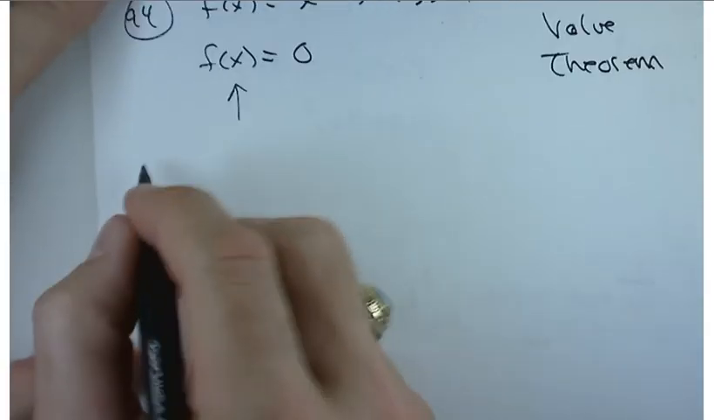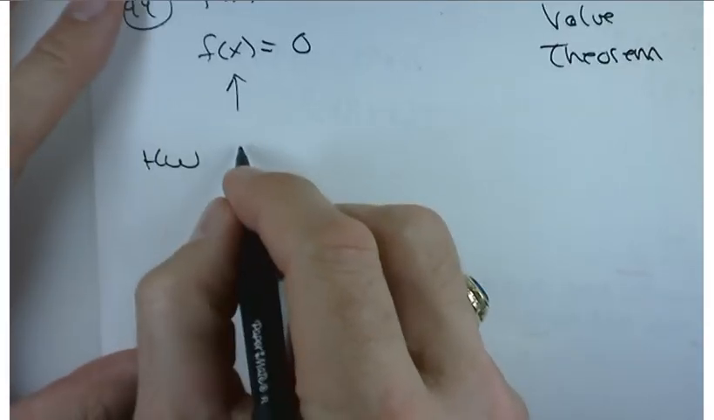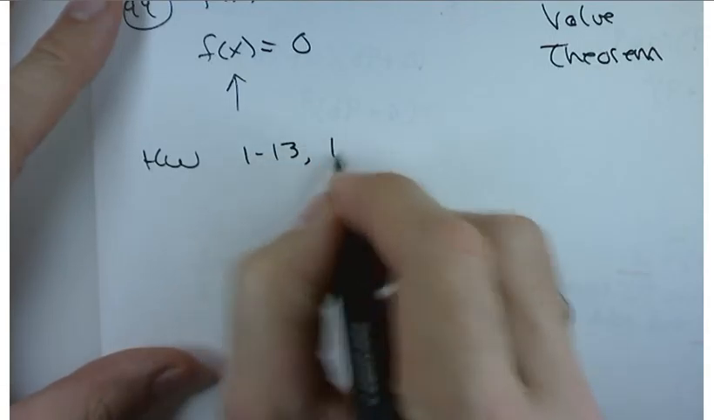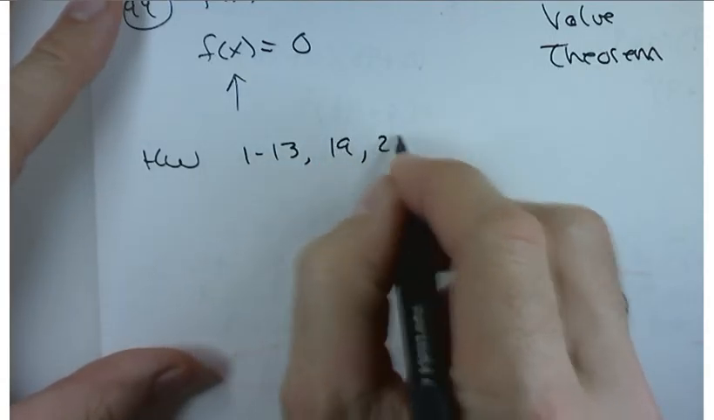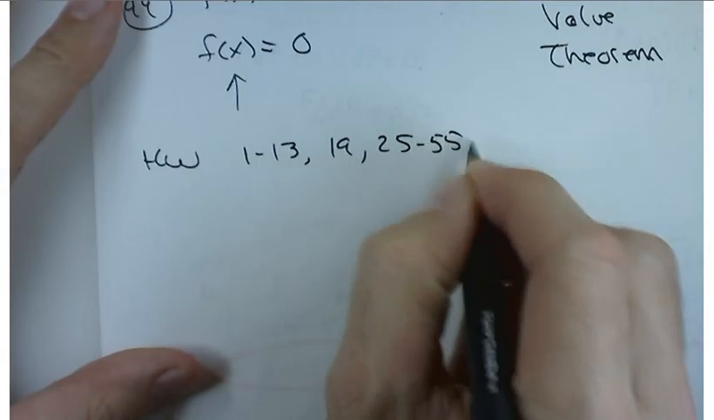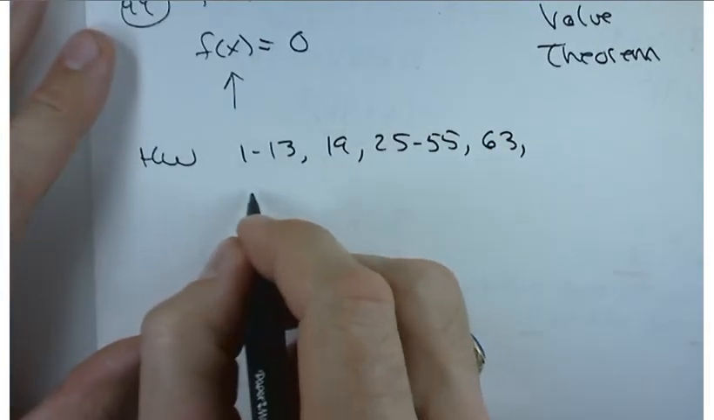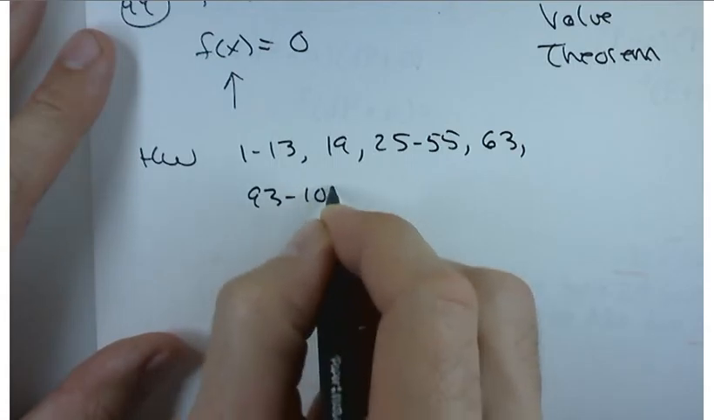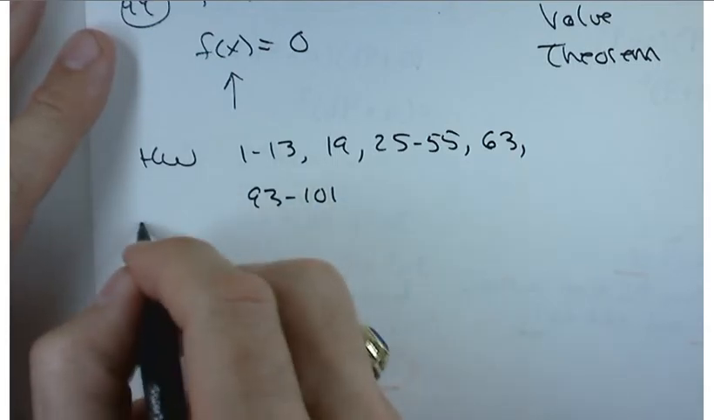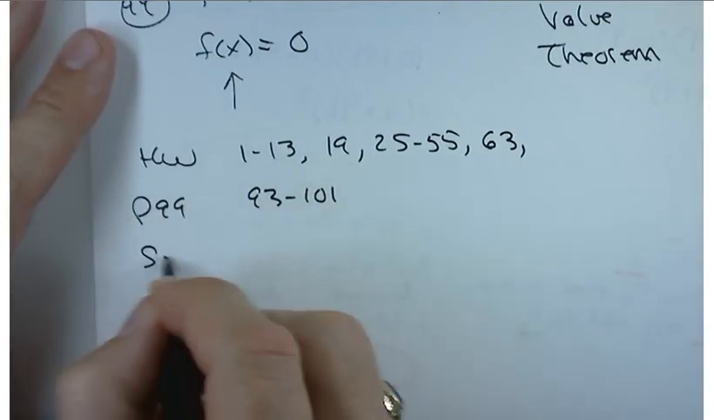No. For homework, try 1 through 13, 19, 25 through 55, 63, and then a big jump up, 93 through 101. That's on page 99. This is section 2.4.